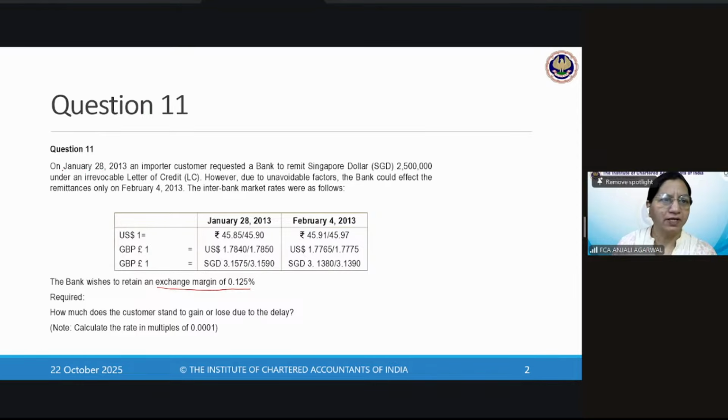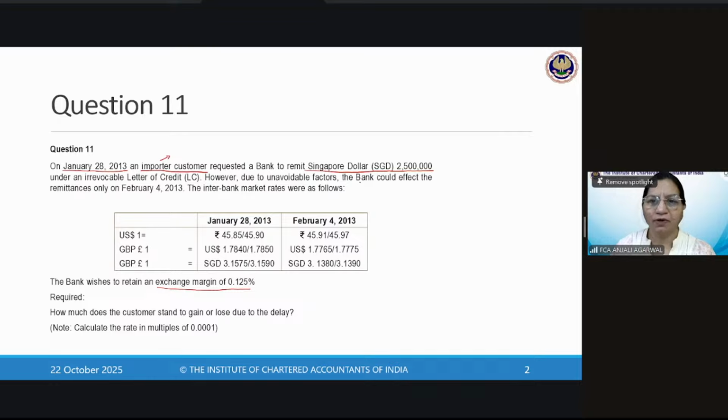On January 28, 2013, an importer customer, so who's the customer? He's an importer. He has requested a bank to remit Singapore dollar. How many? 25 lakhs or 2.5 million under an irrevocable letter of credit. So in international markets, whenever there is an export or import, just to be on the safe side, a letter of credit is one of the ways in which the importers and exporters secure themselves for the payment.